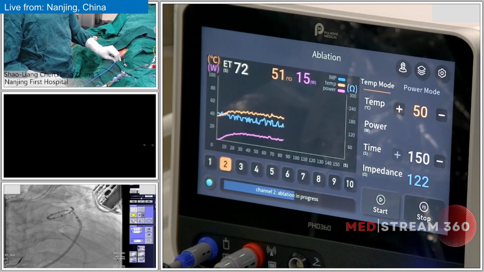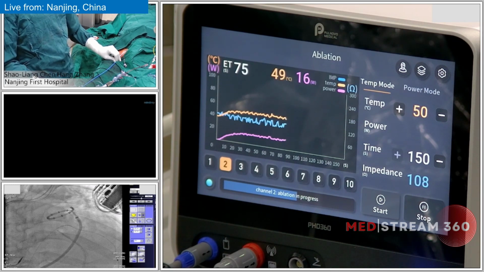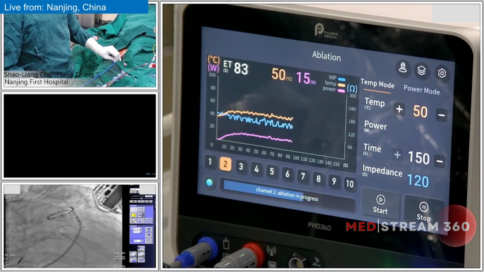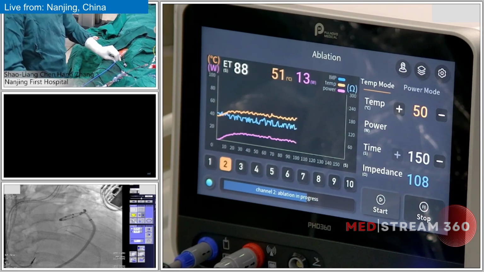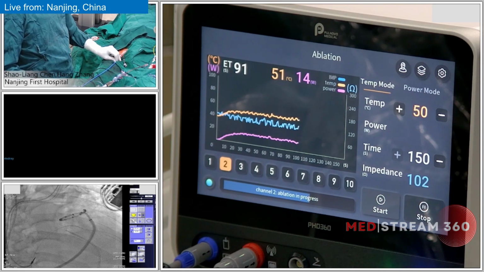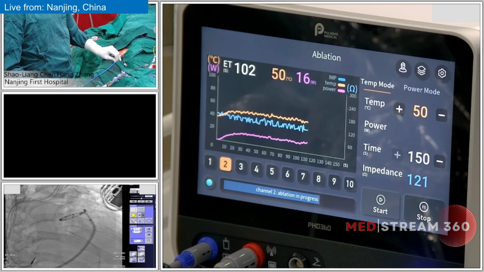So now the effective ablation time is 75 seconds. So how to define the effective time for ablation, Dr. Zhang Hang? 150 seconds. So usually we calculate the effective ablation time from the timing point when the local temperature is greater than 50. So usually the machine will need at least 20 seconds to achieve the local temperature greater than 50 degrees. So I think it's fine.